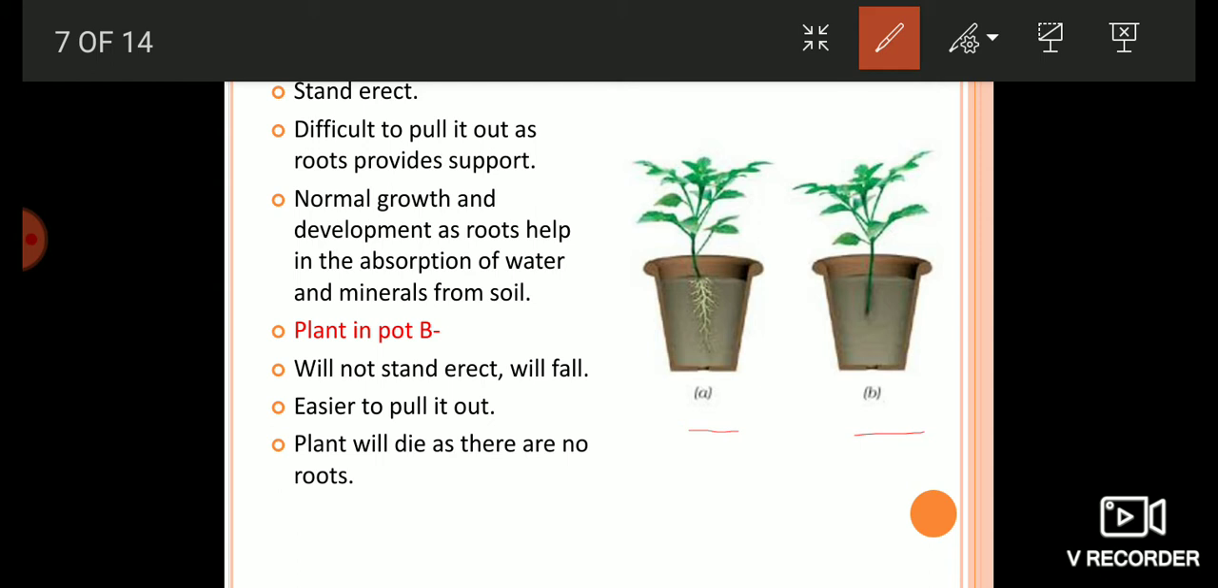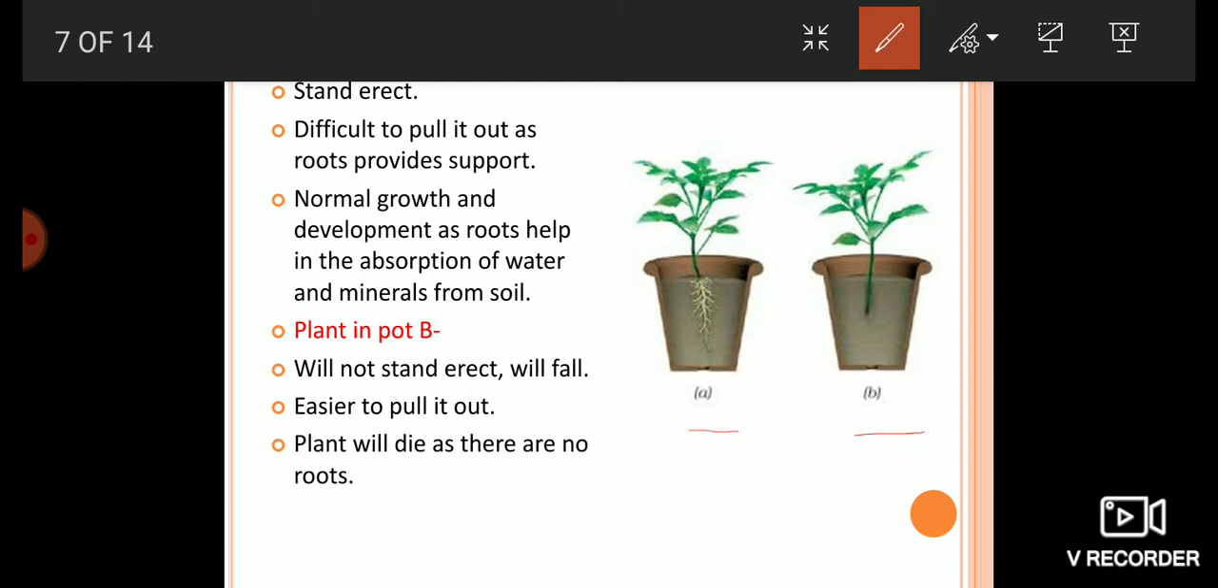But the plant in pot B with no roots will not stand erect, it will fall and it will be easier to pull it out, because it is not firmly attached to the soil. In pot A the roots are fixed into the soil, firmly attached. In pot B there are no roots, so it is not firmly attached to the soil and it will be easier to pull it out. And the plant will eventually die because there are no roots.